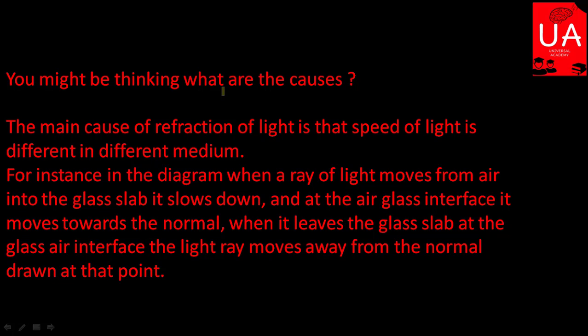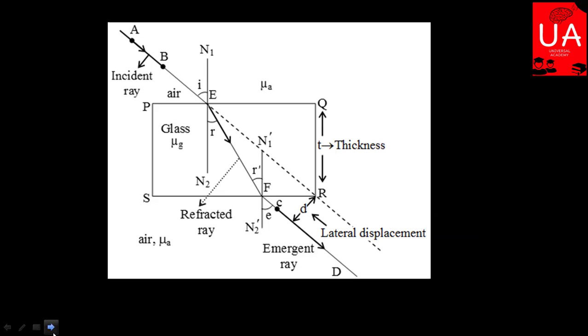So when it moved from an optically rarer medium to an optically denser medium, it moved towards the normal. In the second case, when it leaves the glass slab at the glass air interface, the light ray moves away from the normal drawn at that point. The ray of light moves away from the normal.